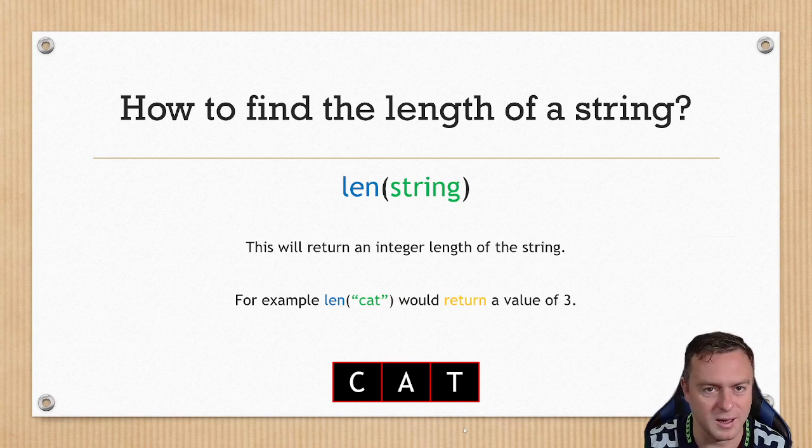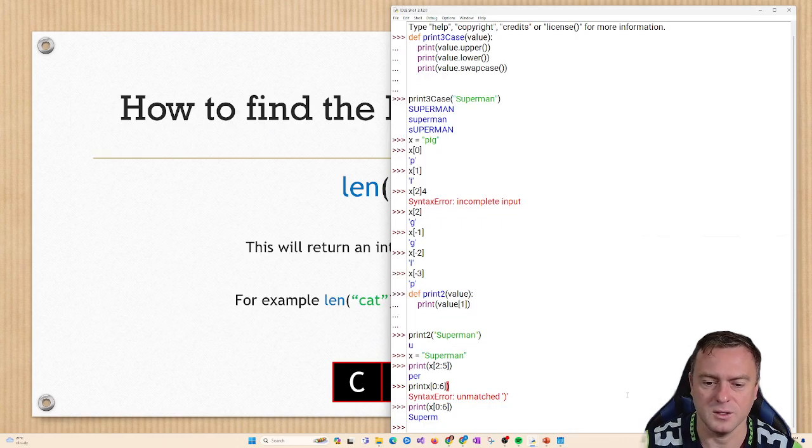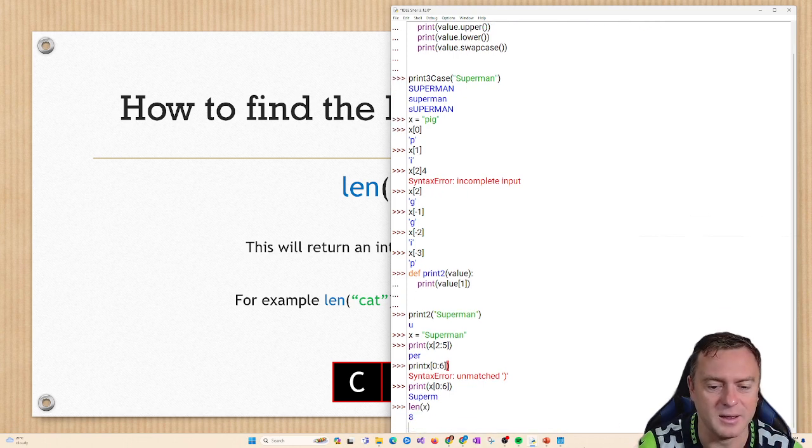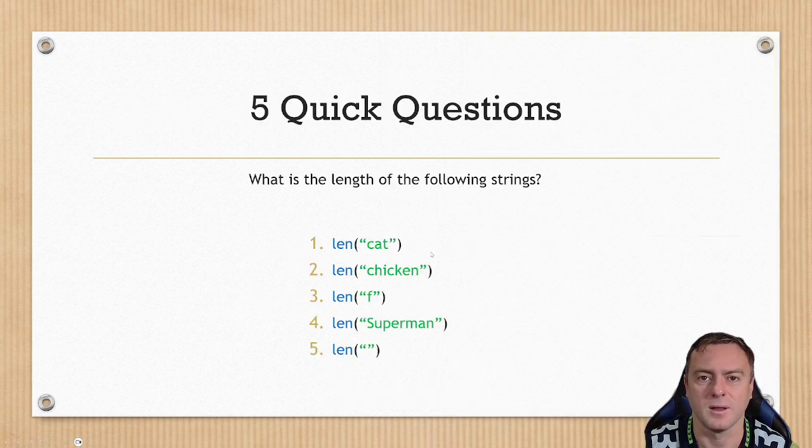So just to show you that in Python, let's do the Superman one that we just did. So if I go to the len of x, it then returns 8. So that gives you a way of seeing how long a string is. So what's the length of the following strings? Just pause the video, see if you can get it. You can either use IDLE or just your own intuition.